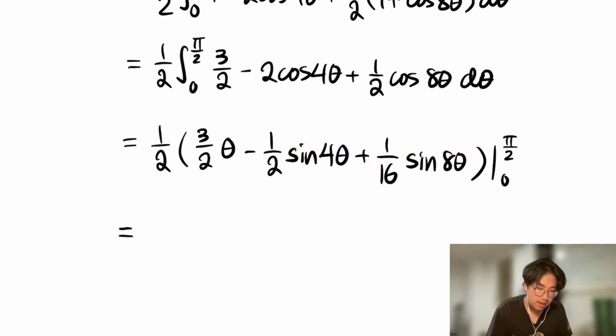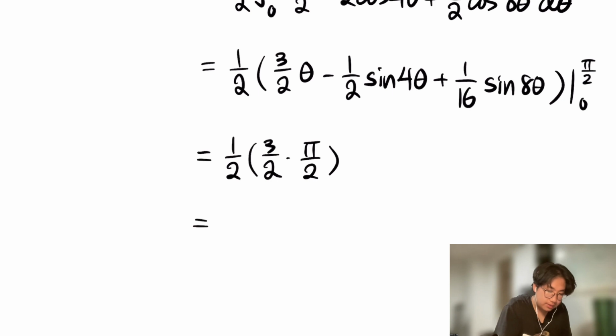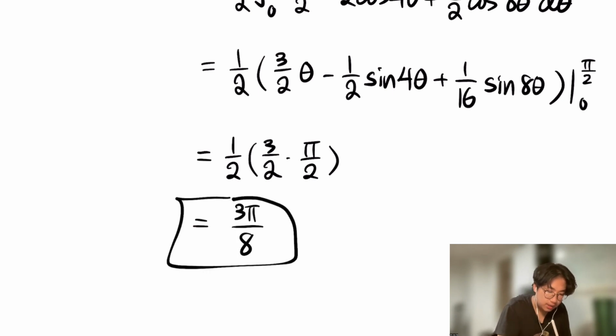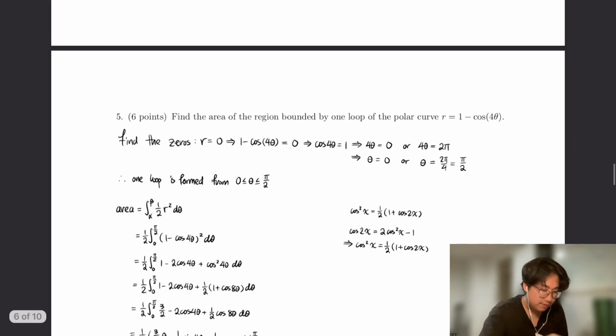But for this, we can just directly plug in pi over 2. So we have 1/2 times 3 over 2 times pi over 2. And then multiplying everything out, we get 3 pi over 8. And this right here is your final answer. In this case, you can definitely write a conclusion.